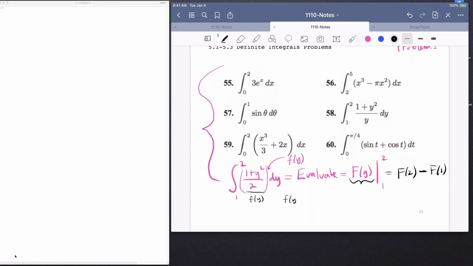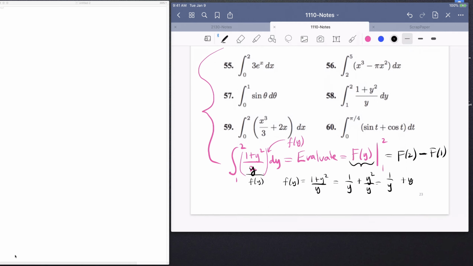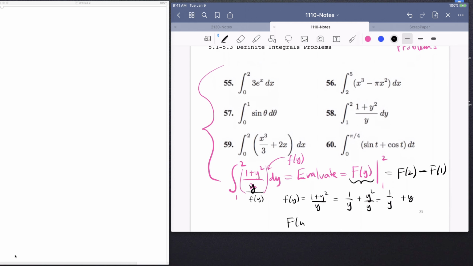We're seeing f of y is 1 plus y squared over y, and you can do a little bit of algebra to split this problem up into two pieces. So we have 1 over y plus y. And so we can see here that the antiderivative is, what can we take the derivative of to get 1 over y plus y.